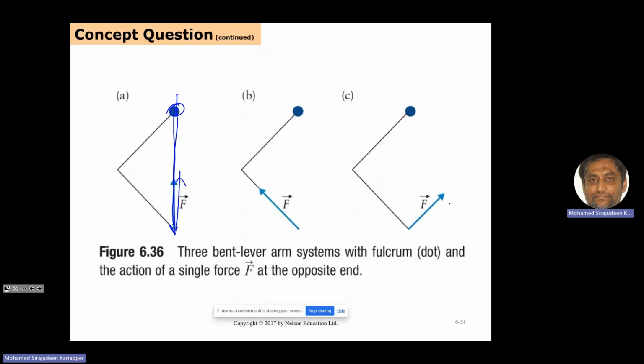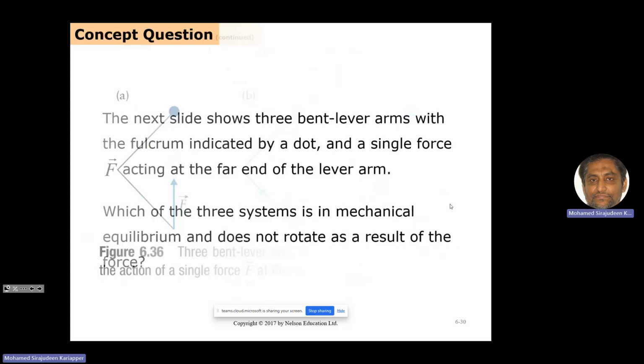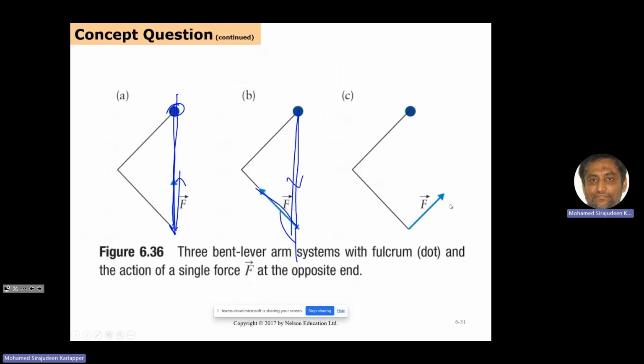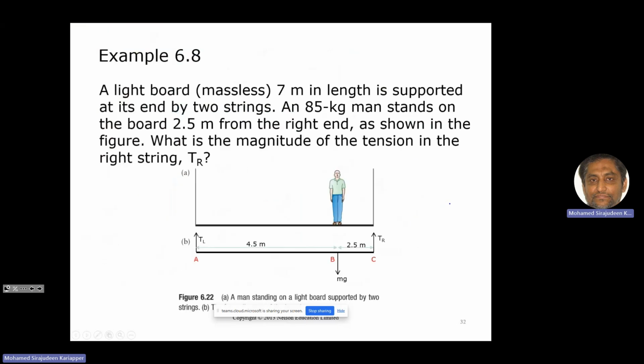Second one, not 90, not 0, right? Something other than 0. We don't know whether it is 90 or not. So this is the R and this is the F. So some angle, whatever it is. What is the question exactly? Which of the 3 systems is in mechanical equilibrium? So A is in equilibrium, B is not in equilibrium, C is also not in equilibrium. There is R value, there's F value, there's a sine theta which is not equal to 0. So only A is in equilibrium.